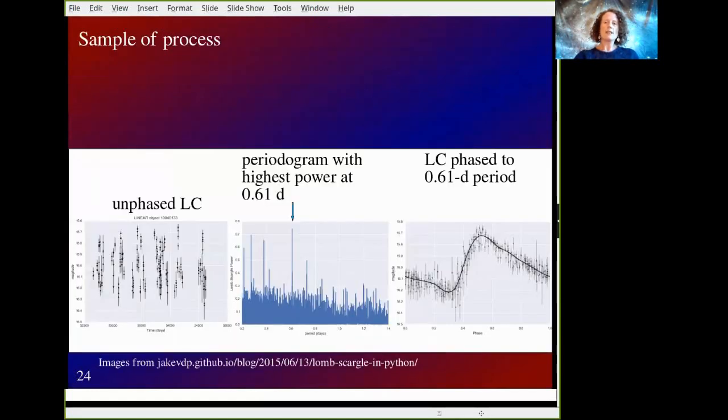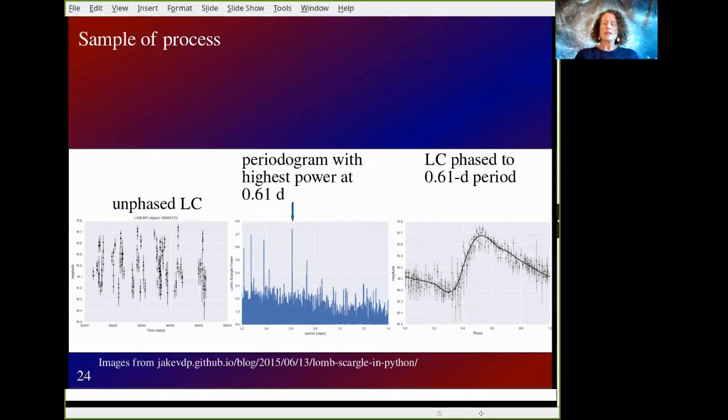So here is a sample of the process. On the left diagram, we have an unphased light curve. So this is the raw light curve over time. And you can see it really doesn't look like very much. It's hard to tell if it's periodic. It's hard to tell what the period is. And that's because there are quite a few data points, and it's also a very long time baseline.